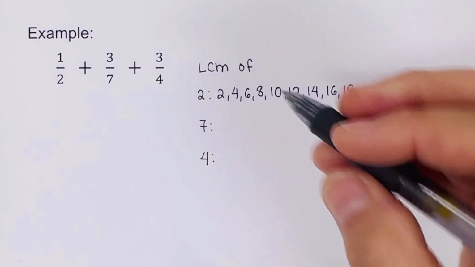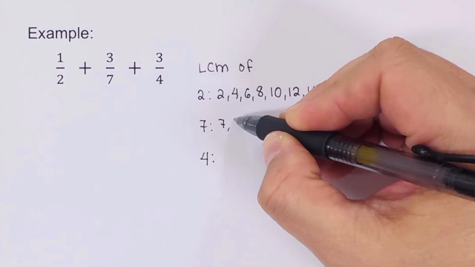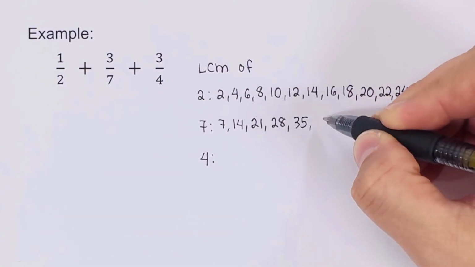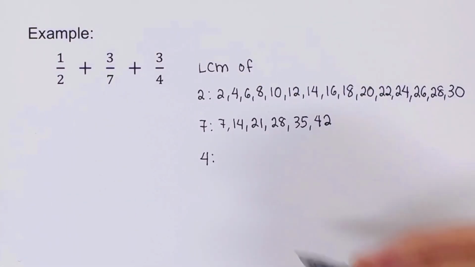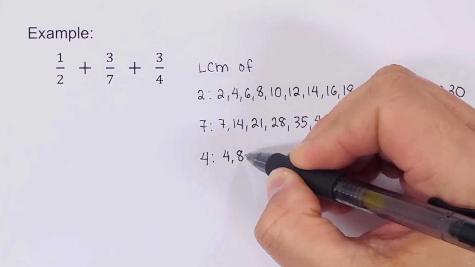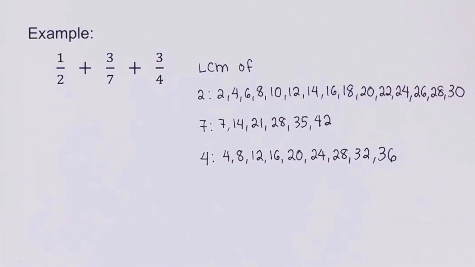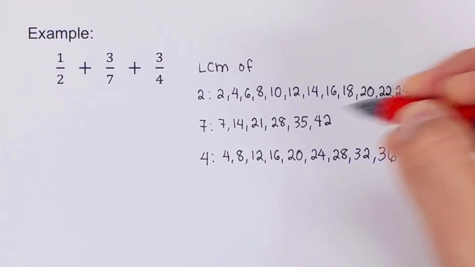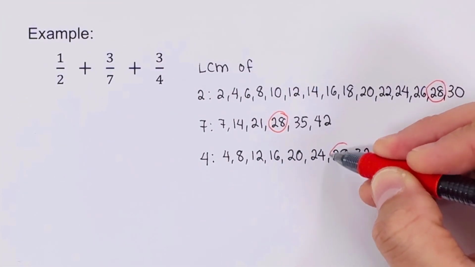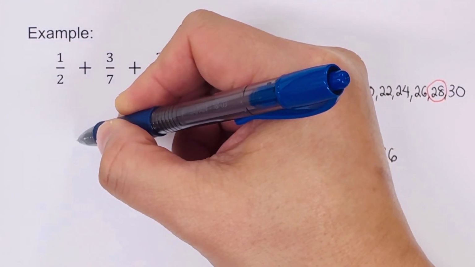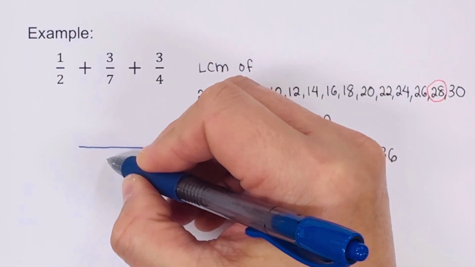Now I will do the same thing for 7. So I start with 7, 14, 21, and then I will continue the rest. Now let's count by 4. That would be 4, 8, 12, and then I will continue the rest. Okay, looking at these numbers here, we can see that the least common multiple is 28. So we say that their common denominator here is 28. So I will write that down here.